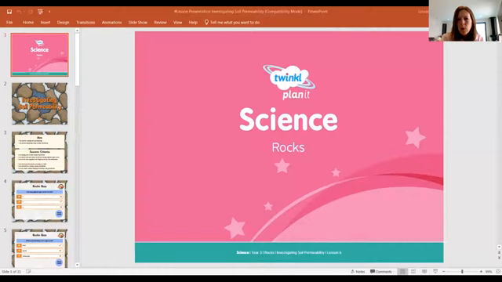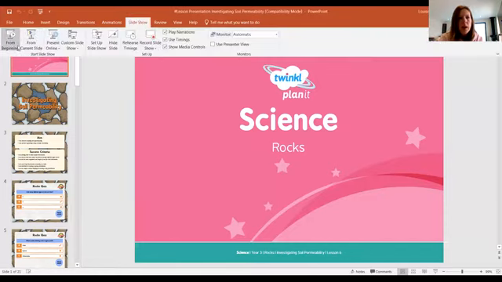So we're going to start off with a little recap of our work on rocks, because last week we were concentrating on soil. I'm interested to see how much we can remember. We're going to do a little quiz to see how much is stored up there in your heads about rocks. I'm going to share this PowerPoint, and we'll see how we get on with it.